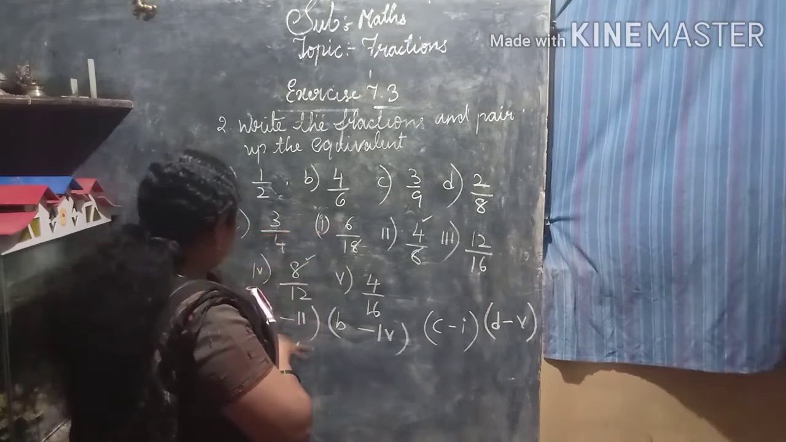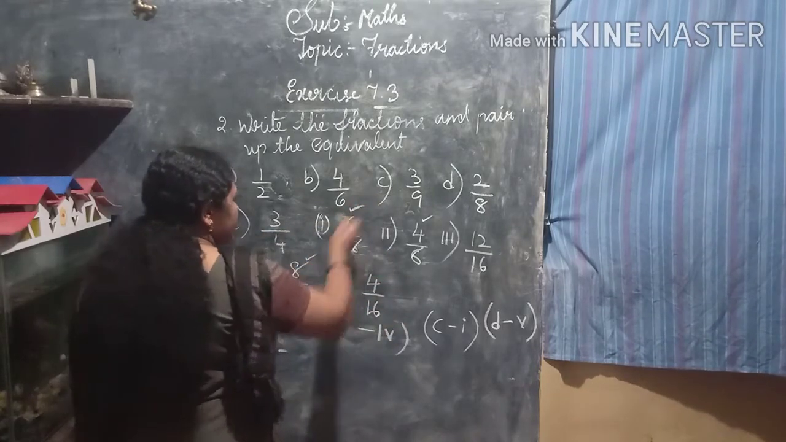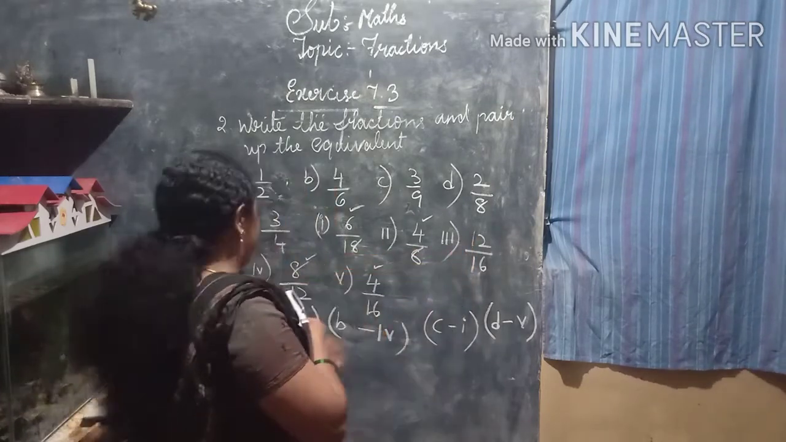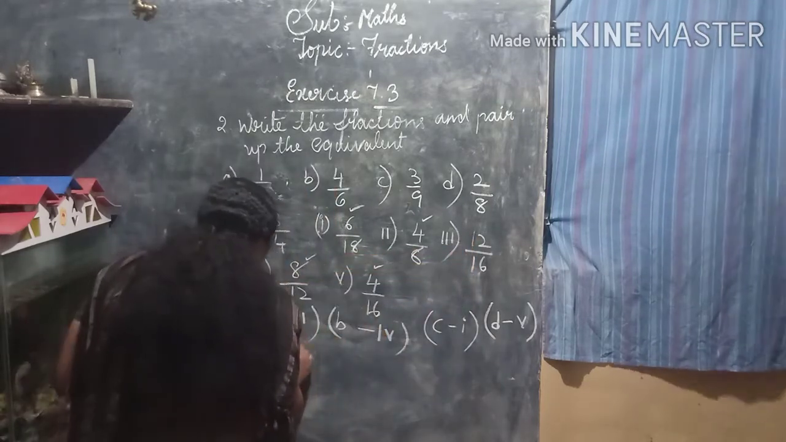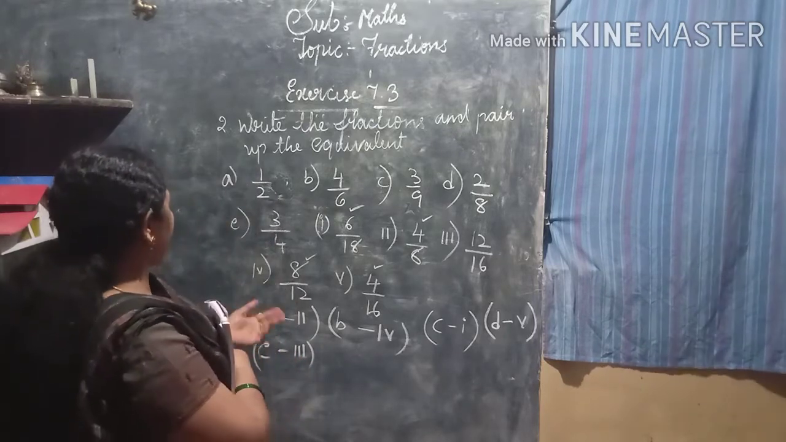1 is being cleared, 2 is cleared, 1 is cleared, 2 is cleared, and even 5 is cleared. So we have only 12 by 16 left. Therefore E is equal to 3 by 4, 12 by 16. So we have paired it.